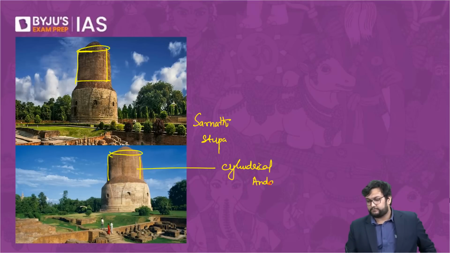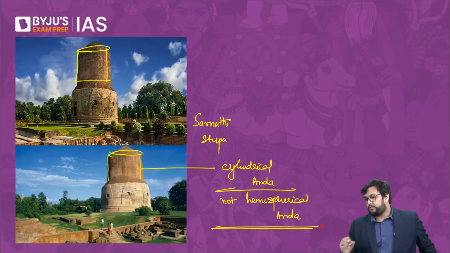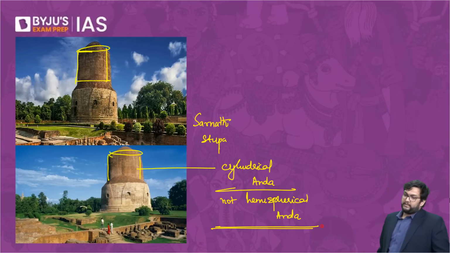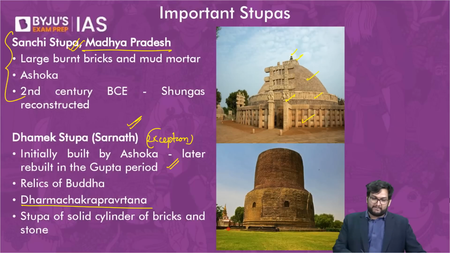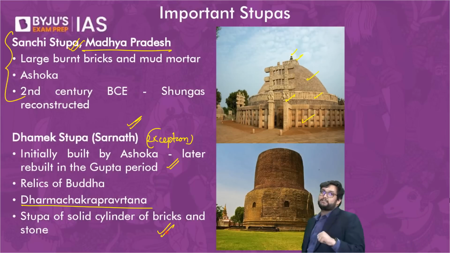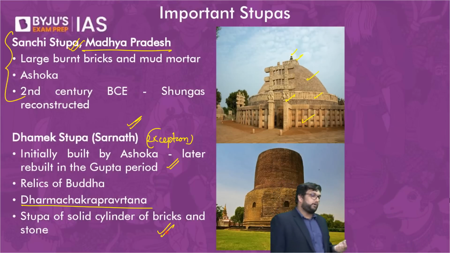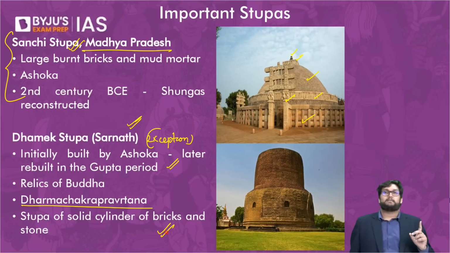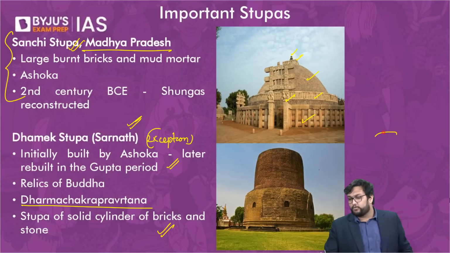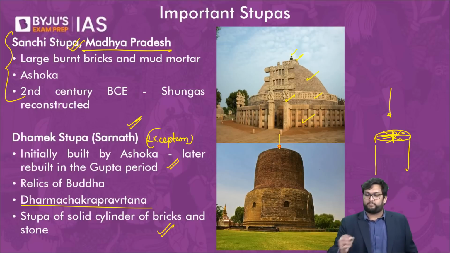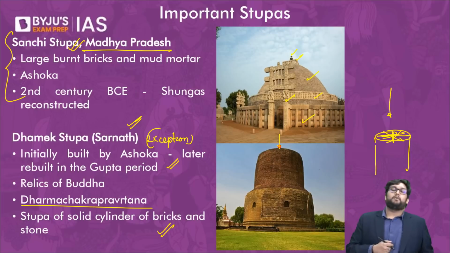Anda, not hemispherical Anda. This is the most obvious one. And that is why Dhamek Stupa or Sarnath Stupa is considered important, because it represents from the top. Because if you look at it from the top, it represents that wheel of Dharma. If you look at it from the top, the wheel of Dhamma or Dharma.